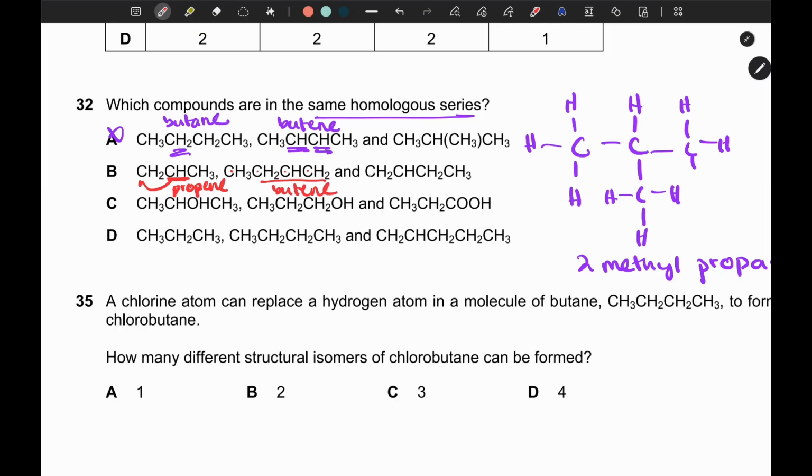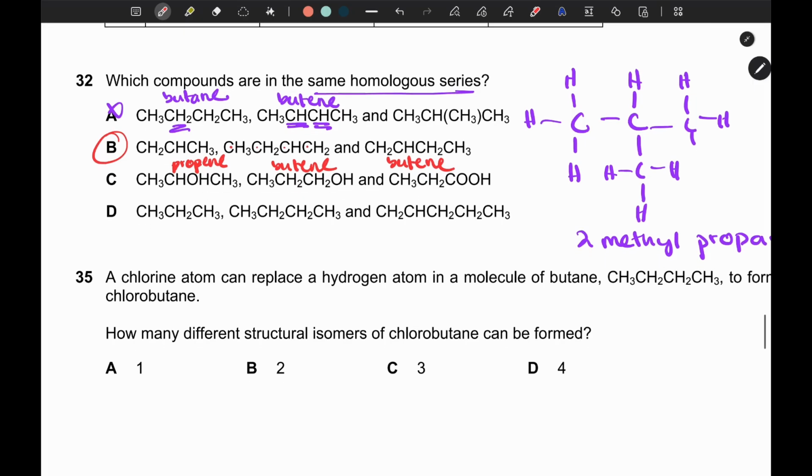And then the last one, CH2, CH, CH2, CH3. Now again, terminal position has CH2. That would indicate that this is an alkene. So in this case, this would be butene. So we can see that all of the compounds in this option are alkenes. So that would probably mean that B is our answer. Let's look at what's wrong with the other options.